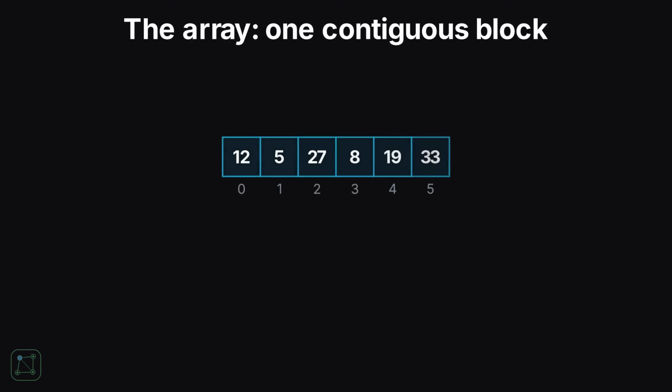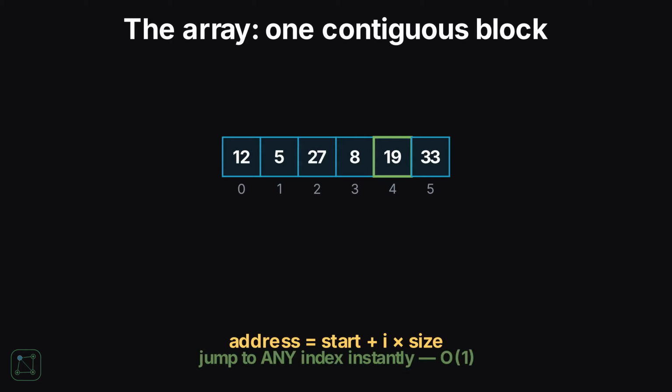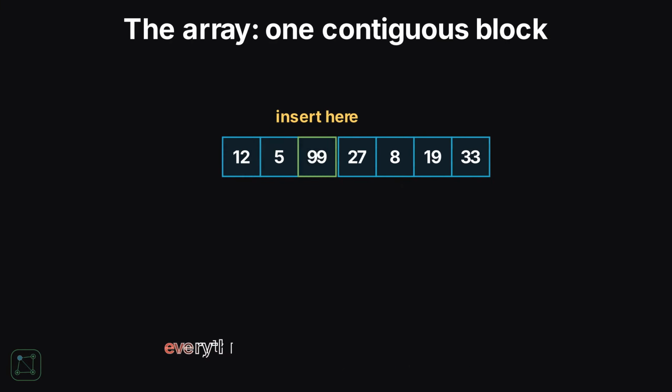First, the array. Its defining feature is that all its elements sit side by side in one contiguous block of memory. Because they're evenly spaced, the computer can jump straight to any index with a single multiplication. Element 5 is just the start, plus 5 times the element size. Instant, random access. That's the array's superpower. But that same contiguity is its weakness.